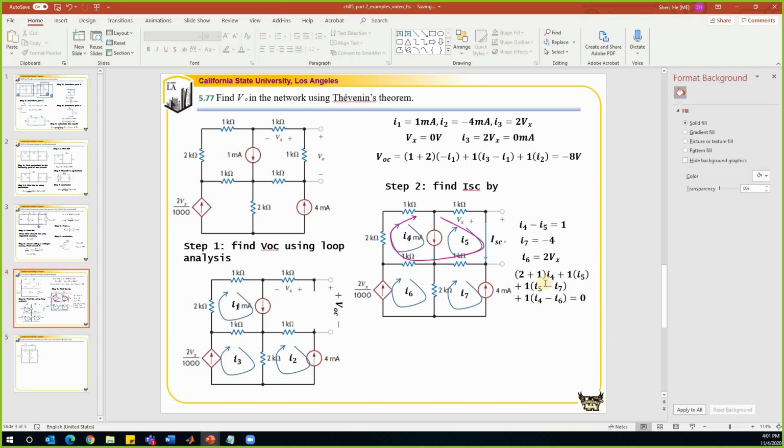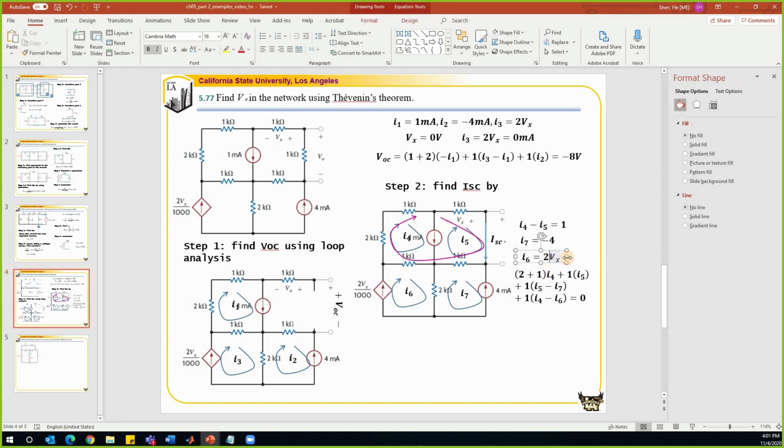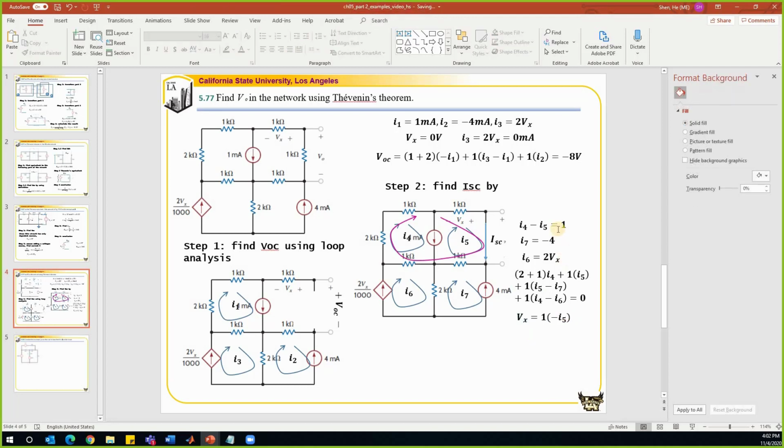We have 4 different equations, but we have 5 unknowns because there is one more control variable. So the last equation is about this control variable. We're going to find Vx by using Ohm's law. Vx is the voltage drop on this 1K resistor, which is equal to 1 times negative I5. Alright, now we got all the equations.